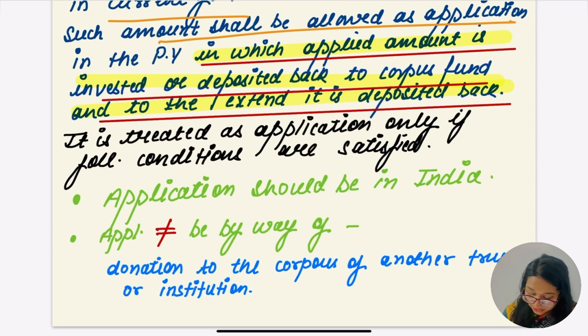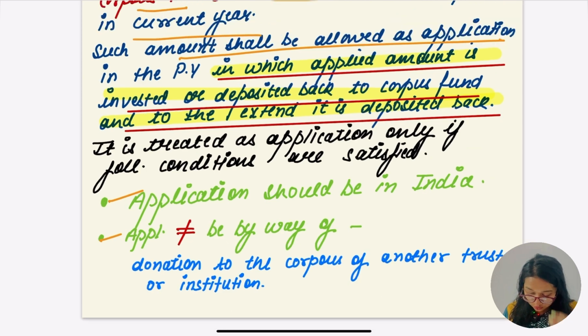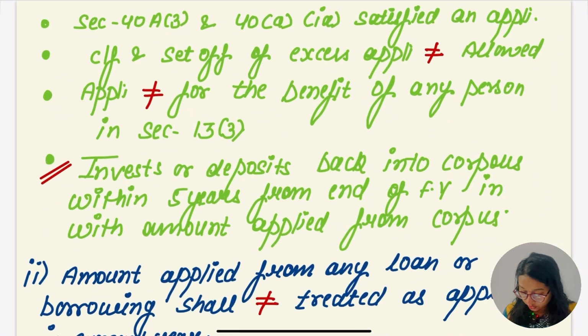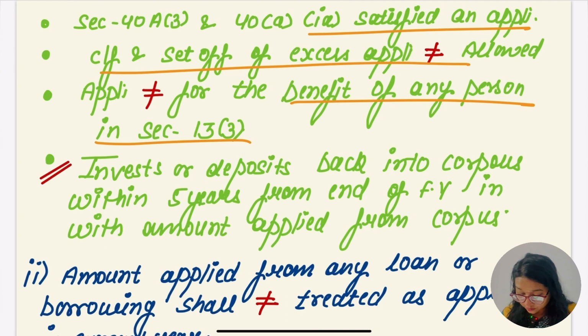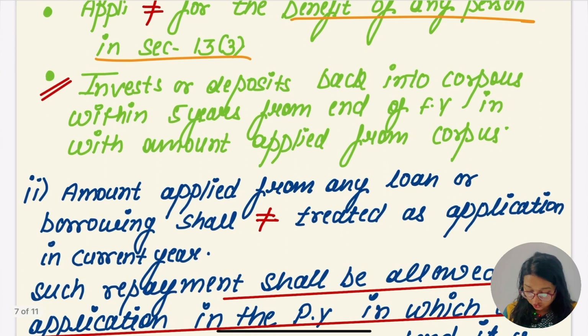It is treated as application only if the following conditions are satisfied. First of all, application should be in India. Application should not be by way of donation to the corpus of any other trust or donation. Section 40A subsection 3 and 40AIA should be satisfied for an application. Carry forward and set off of excess application would definitely not be allowed, and application would not be for the benefit of any person in section 13 subsection 3.